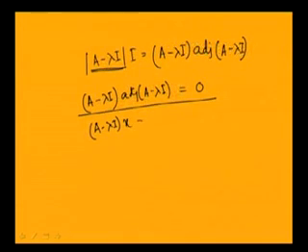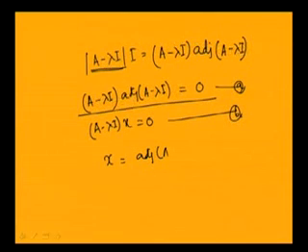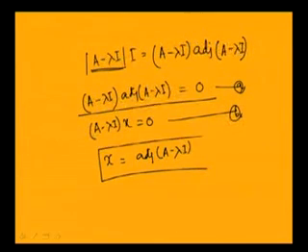If you compare these two equations, equation A and equation B, then you can write x equal to adjoint of A minus lambda I. So, you can find the eigenvector of the system by finding the adjoint of the A minus lambda I matrix. Easily you can find the eigenvector by using this adjoint of A minus lambda I.